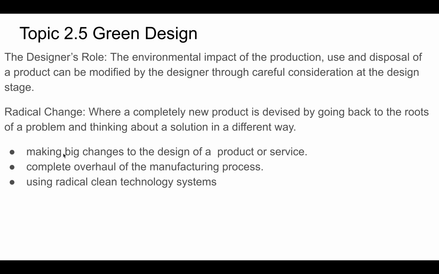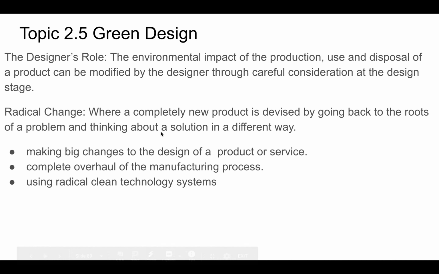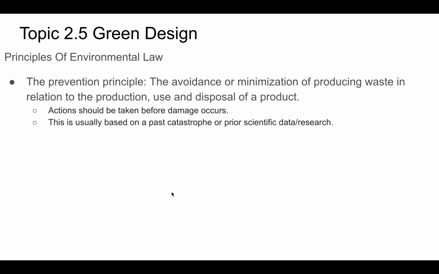Okay, if you're changing radically, this is where you're going to make big changes to a design of a product or a service. This is a complete overhaul of the manufacturing process, and then using radical clean technology systems. Now, generally, this is not going to happen, right? I can't even think of an example of where you'd have a radical change to a product. But basically, if you are doing a radical change, you're changing something just overnight. Boom, it's completely changed, and that doesn't happen very often. Most change is incremental.